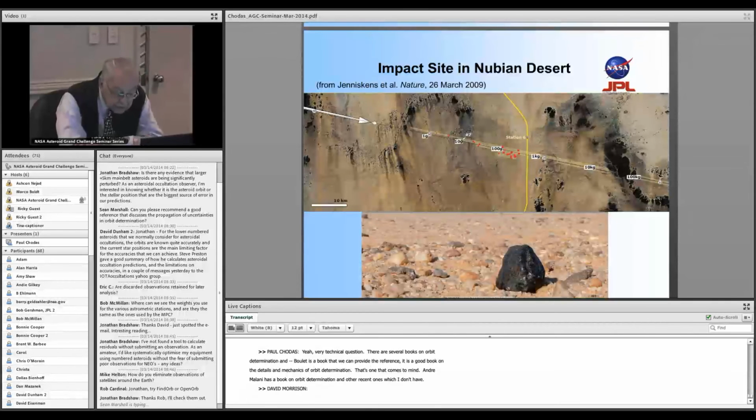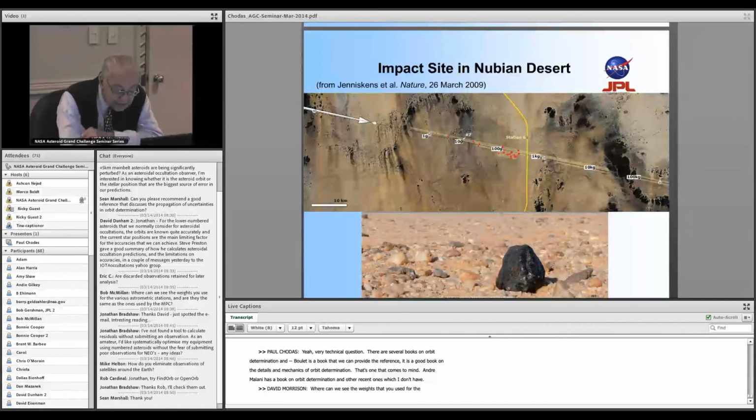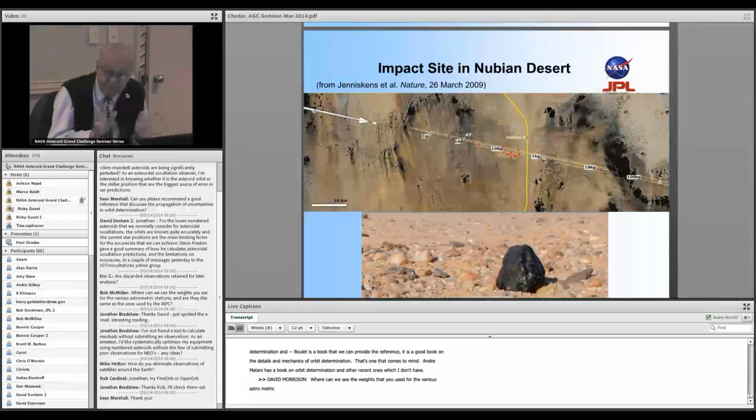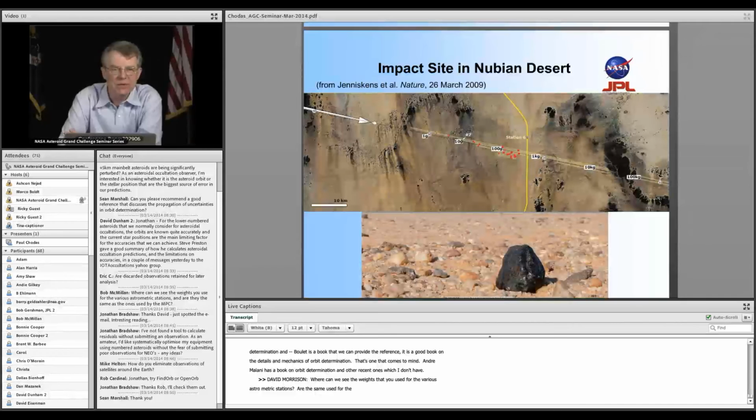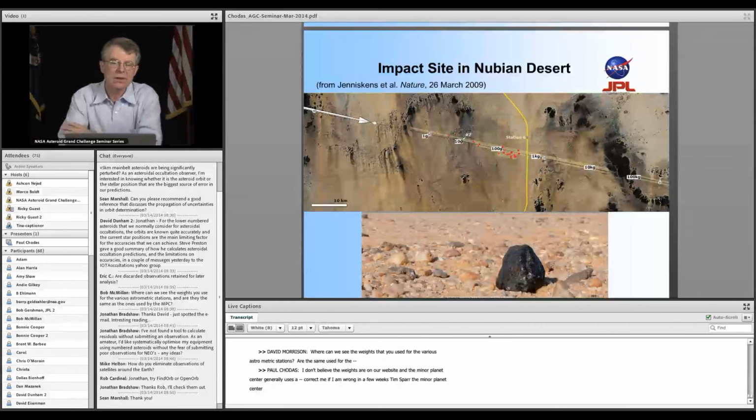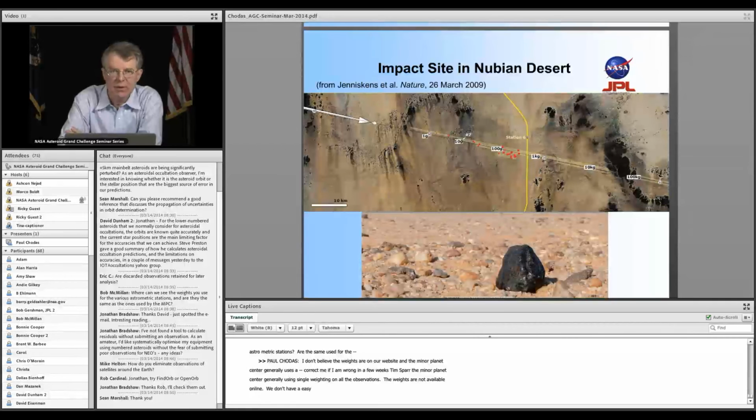Where can we see the weights you use for the various astrometric stations? Are they the same as the ones used by the MPC? That is the presumed accuracy of individual observers. I don't believe the weights themselves are on our website. And the Minor Planet Center generally uses single weighting on all of the observations. The weights are not available online, so we don't have an easy way of distributing that information. So we could work together with the Minor Planet Center to find ways of getting that information out.